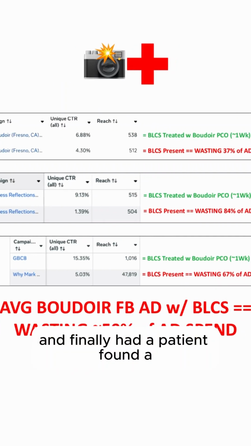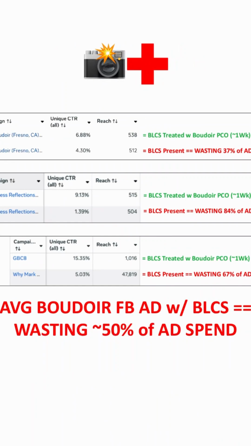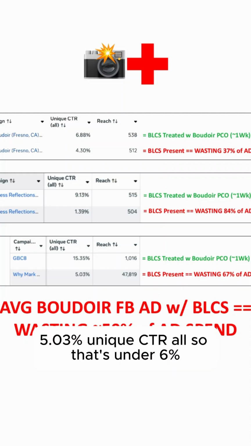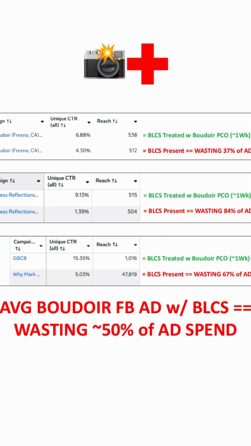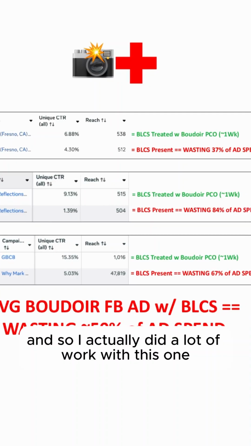And finally, I had a patient who found out his Boudoir Facebook ad had BLCS present, with a 5.03% unique CTR, so that's under 6%. That's Boudoir low click syndrome. And so I actually did a lot of work with this one.